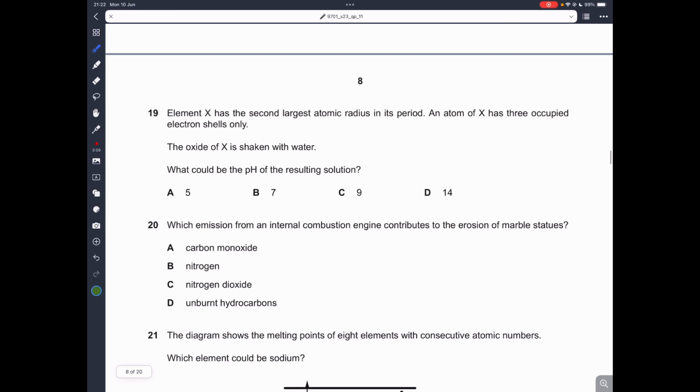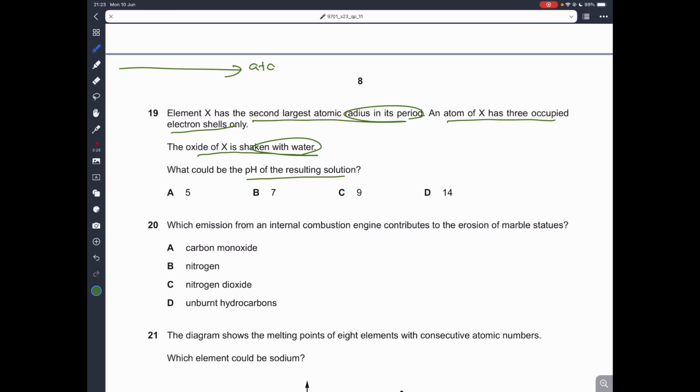Question 19. Element X has the second largest atomic radius in its period. An atom of X has three occupied electron shells. The oxide of X is shaken with water. What could be the pH of the resulting solution? Well, you have to know that as you go across the period, the atomic radius decreases. Why? Because the proton number increases, right? As you go from left to right, the proton number increases, so there is a stronger nuclear attractive force for the outer electrons, the valence electrons. So the atomic radius would decrease when you go across the period.